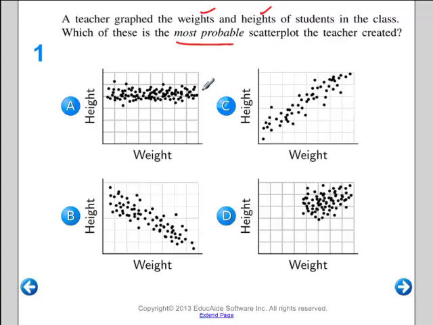So look up here. Let's look at this first graph. In this first graph, what remains the same? The heights are all pretty close here, but look at the weights, they're quite a bit different. So does that represent this class? No. We just got done saying the heights and the weights are about the same.